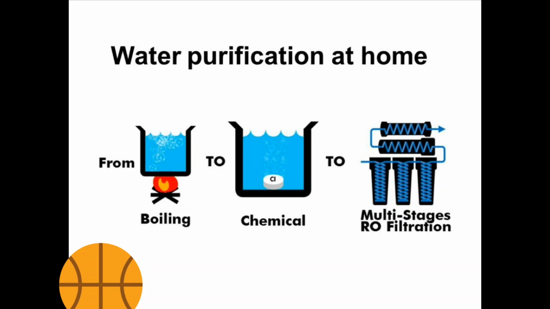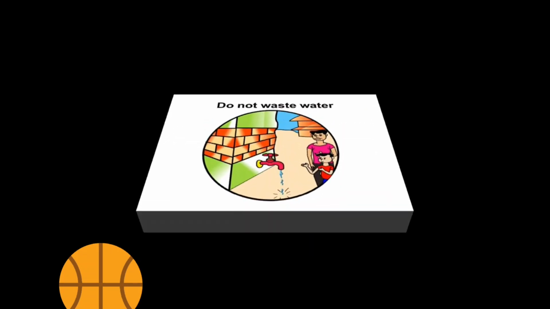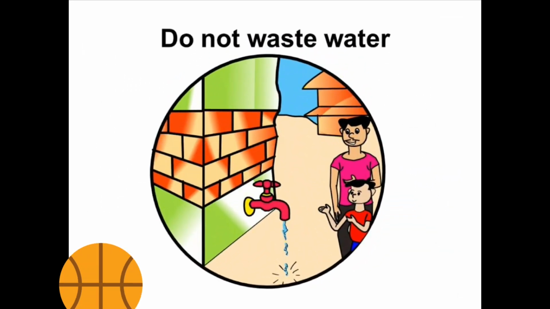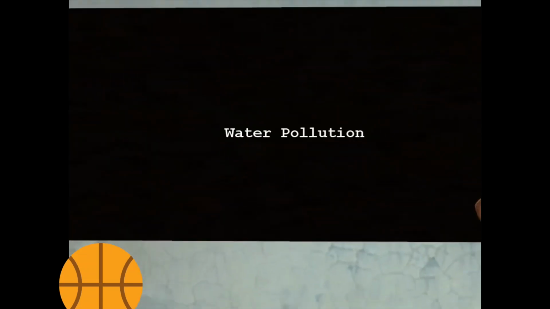The simplest method is by boiling. Water purification is also done by adding some chemicals like chlorine to kill the germs. Nowadays, various small filtration machines are also used at home to purify the water for drinking. Water is very precious for all living things. We should not waste water.